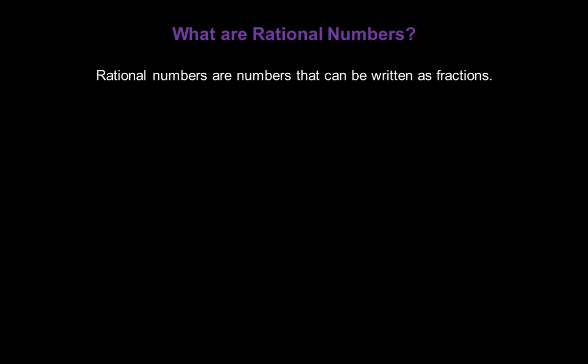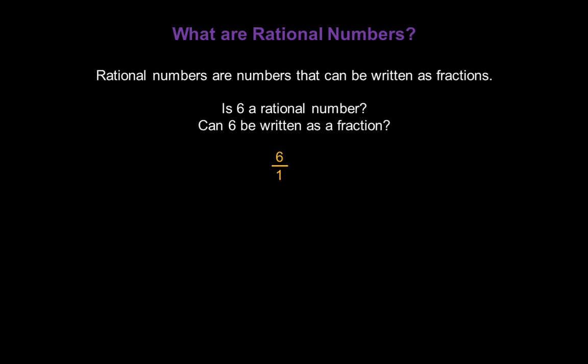Now, what are rational numbers? Well, rational numbers are numbers that can be written as fractions. Is 6 a rational number? Think about it. Can 6 be written as a fraction? Absolutely it can. We can take 6 and put it over 1.